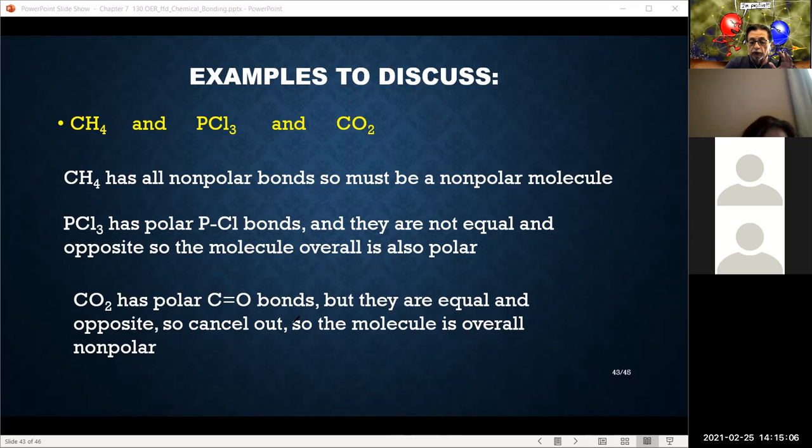Okay. And so the CH4, all nonpolar bonds, automatically a nonpolar molecule. The PCl3, if you go through the Lewis dot structure, you end up with a lone pair on the phosphorus, a polar molecule. Carbon dioxide, when you go through the Lewis dot structure, becomes linear. We can see that the polar bonds of the carbon and oxygen cancel each other out. Therefore, we end up with a nonpolar species, okay? Which then affects the properties down the road that we're going to be talking about.